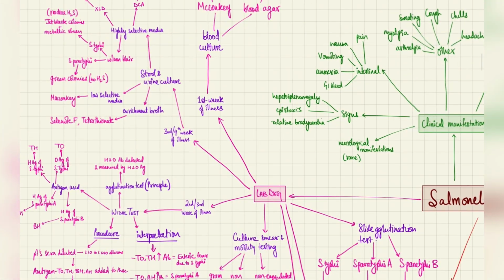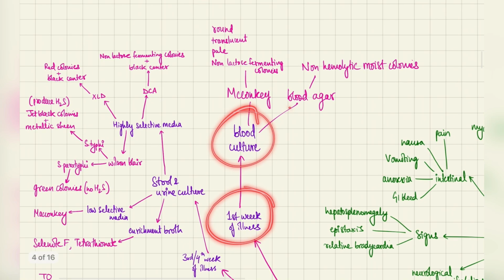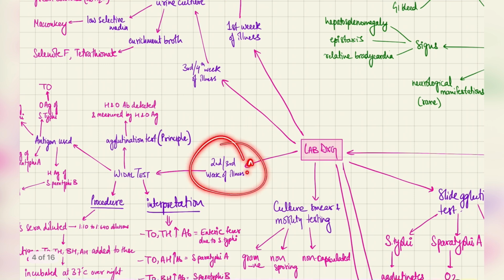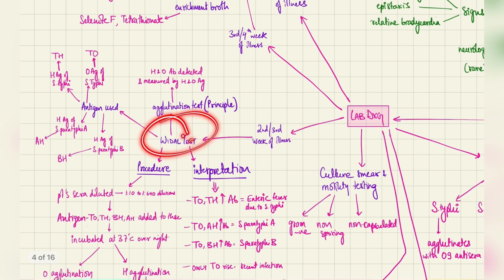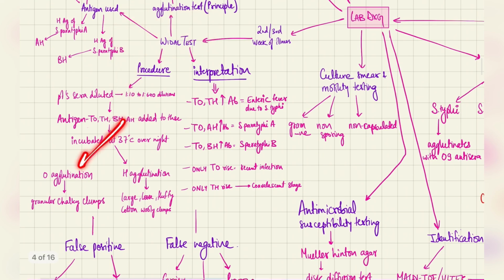Let's look at the lab diagnosis first, because this seemed very important. First week of illness, blood culture, blood agar, non-hemolytic, MacConkey, non-lactose fermenting. Second and third week of illness, Widal test, right? Which principle, agglutination, 4 antigens are used. What do we do? Add it to the patient's sera, because we're checking for antibodies. How do we know if antibodies are present? There will be agglutination, O or H agglutination.